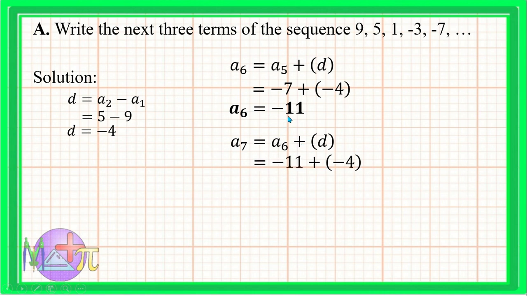Okay? Ayan. So, para makuha yung a sub 7, same scenario, a sub 6 plus the common difference. Again, a sub 6 is negative 11 plus the common difference is negative 4. So, negative 11 plus negative 4, that is equal to negative 15. Okay, next, a sub 8.